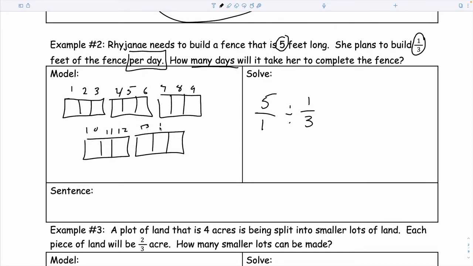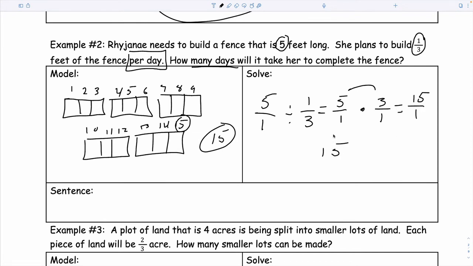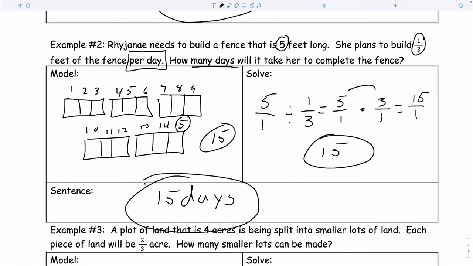And the total number of days it takes her, at day 15, she has finished 5 feet. So let's do that with keep, flip, change. Keep the first fraction, flip the second fraction, and change the sign to multiplication. 5 times 3 is 15. 1 times 1 is 1. That matches. And let's label it. It takes her 15 days to finish the fence.